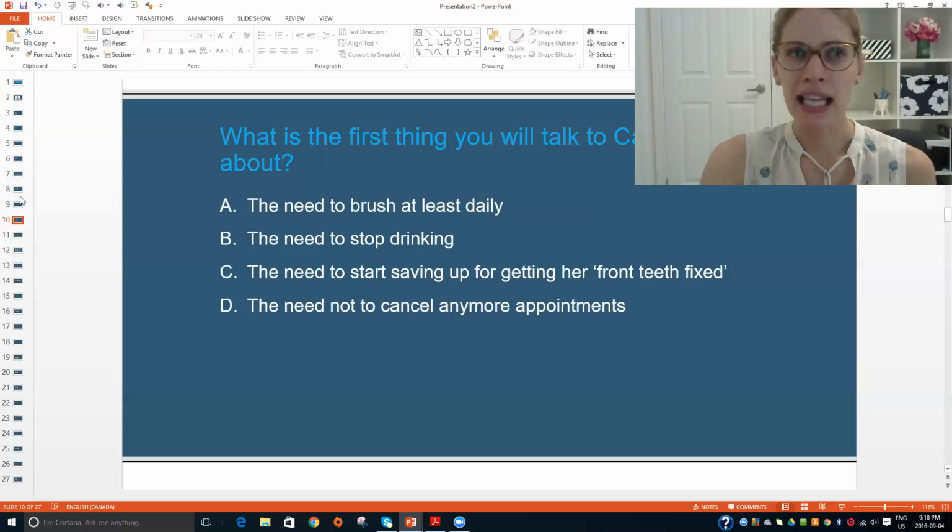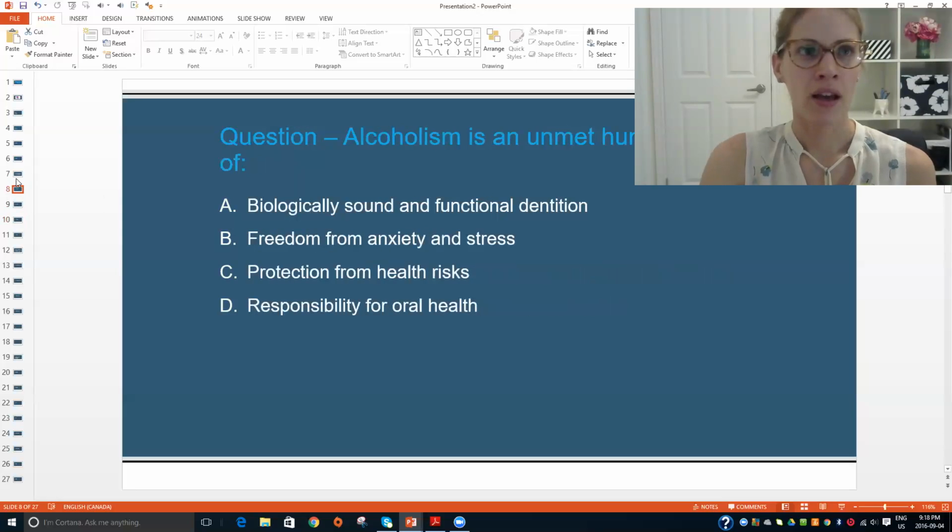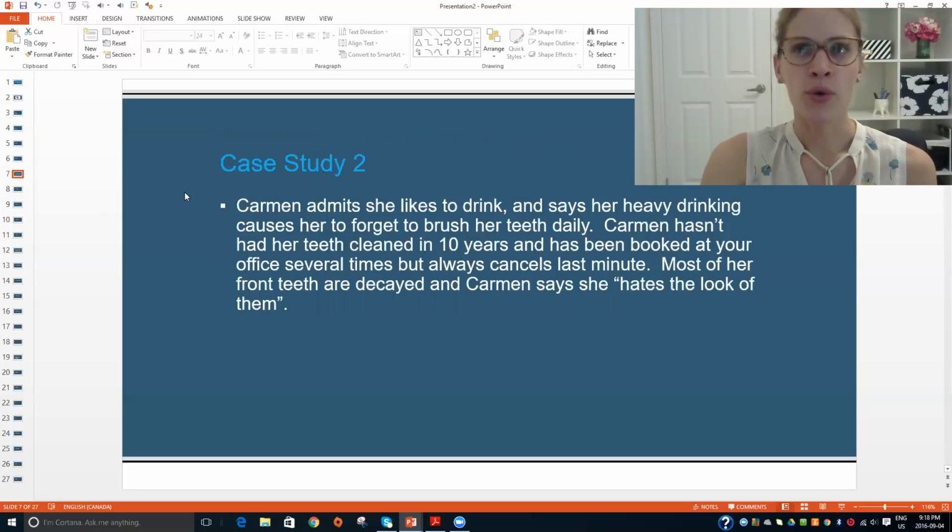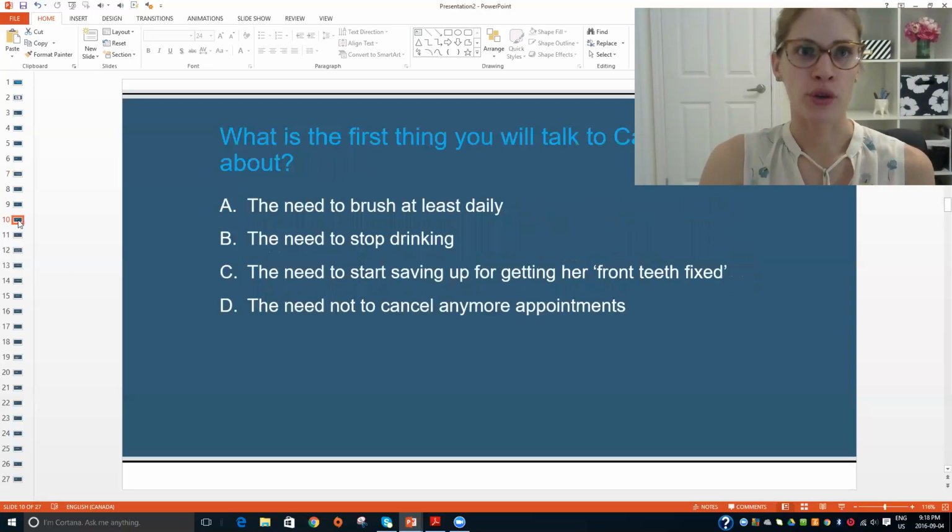Let's move back to the case study for a second. Here we go. So Carmen admits she likes to drink. She knows she is a heavy drinker who forgets to brush her teeth daily. She hasn't had her teeth cleaned in 10 years. She has been booked at the office but keeps on canceling. Most of her front teeth have cavities, and she hates the look of them. So what is the first thing you will talk to Carmen about?